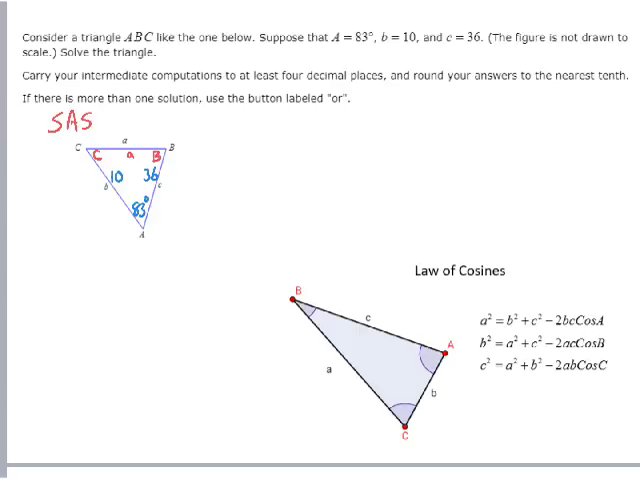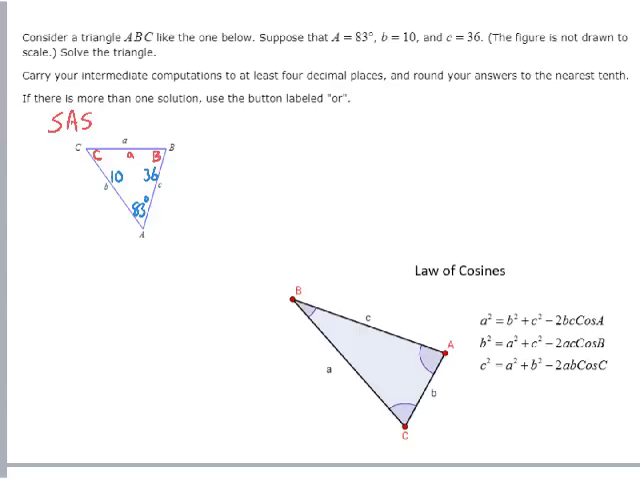Because with law of sines, don't you need an angle with its side across from it? And the only angle I have is missing its side. And there's no way to get this angle or this angle from what I have right now. So we're stuck with using law of cosines.